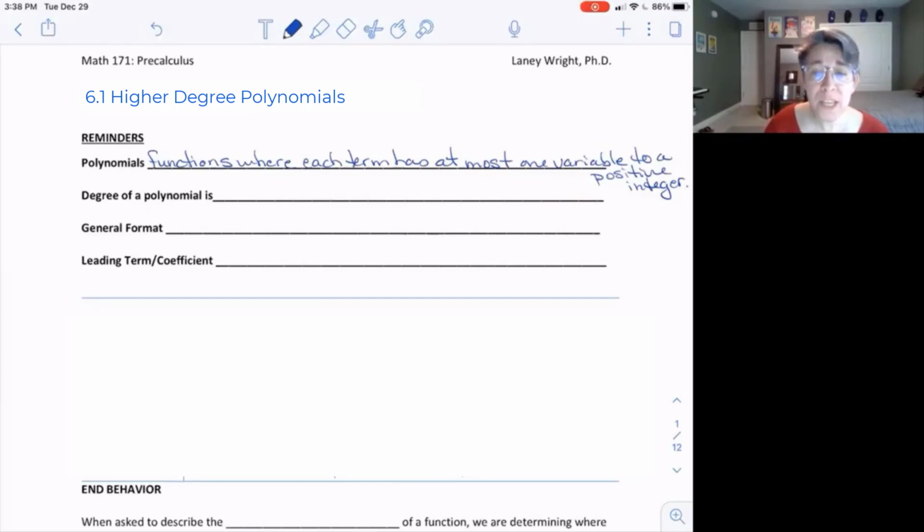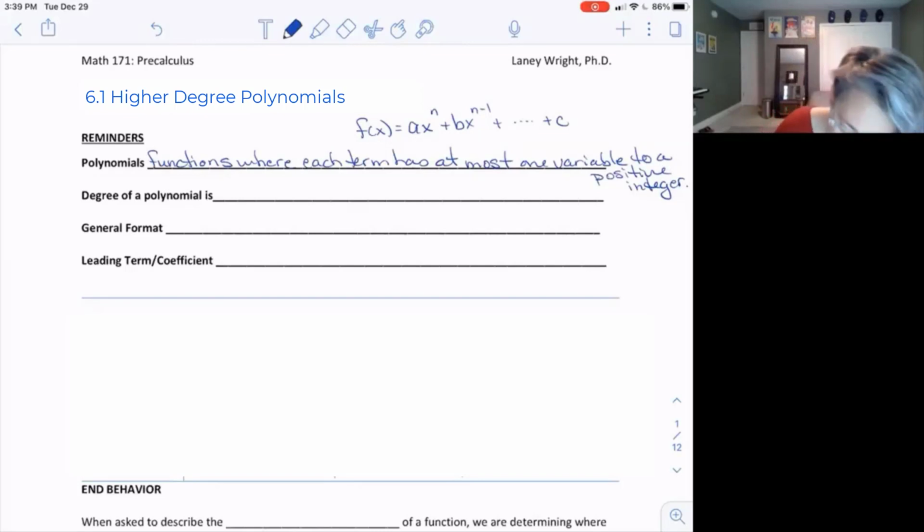Now, polynomials can be written in this form, where f of x equals ax to the n plus bx to the n minus 1 plus all the way out to some constant. Now, the degree of a polynomial is the highest variable exponent. And again, the general format is that they're in descending powers.